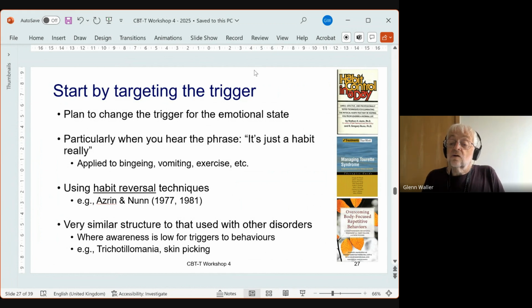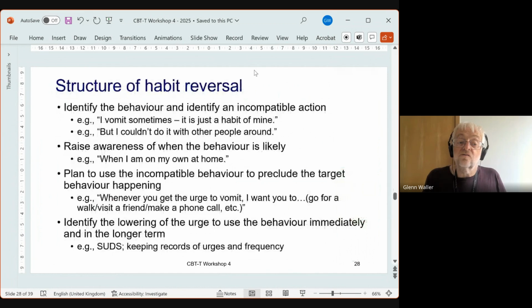So what we did was we said, okay, let's use a fairly traditional habit reversal approach, which is where you identify the behavior and you identify an incompatible act. So I'm going to vomit, it's just a habit, but I couldn't do it if there were other people around. And that's what my patient was talking about. I couldn't do that with other people around. Okay, so you start raising awareness. What is the behavior more likely? No, on my own at home.